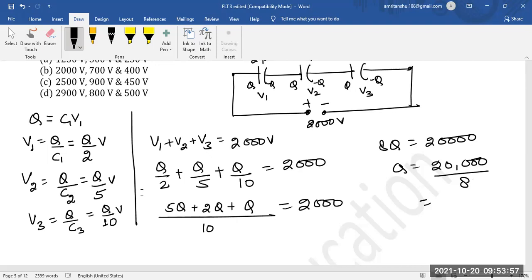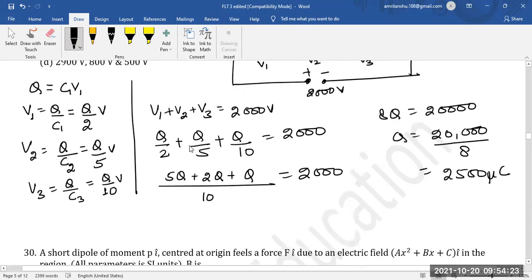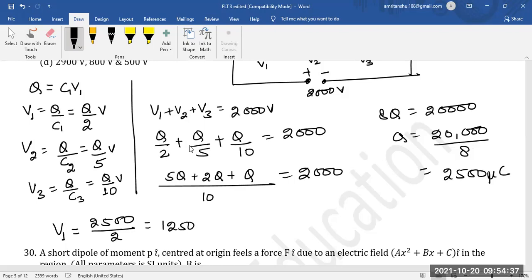So when you solve this, you get 20,000 divided by 8 as 2500 microcoulombs. Now, we know this is in microcoulombs, this is in microfarads, so micro will cancel out, and we get V1 as Q by C1. So Q is 2500, C1 is 2. So this comes out to 1250 volts.